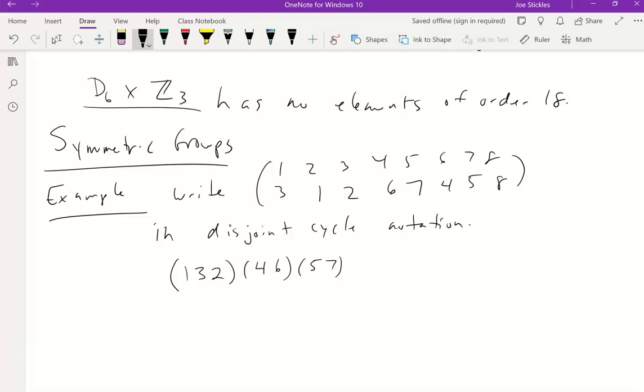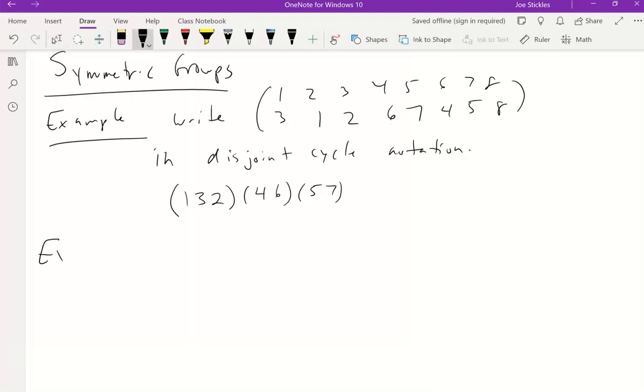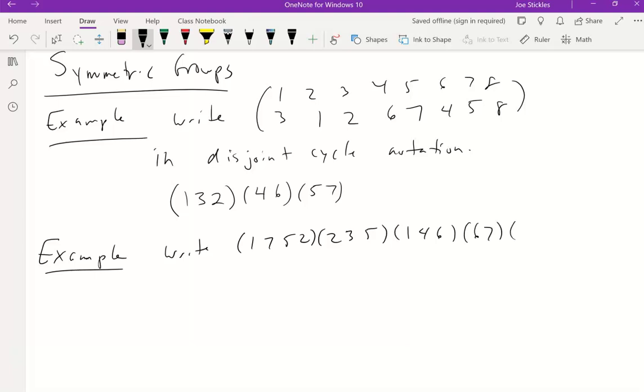This is why I like disjoint cycles. We should be able to do that if I already have some cycles that are written out but aren't disjoint. So maybe I have (1 7 5 2)(2 3 5 1)(4 6)(6 7)(3 2 7). I'm just making them up as I go along here. And I just ask you to write this in disjoint cycle form.